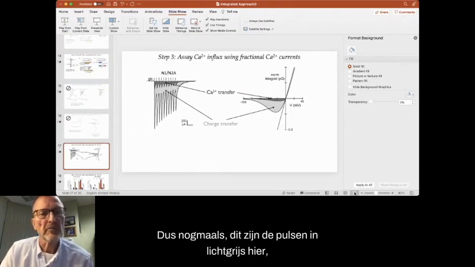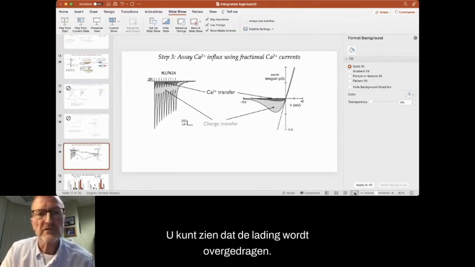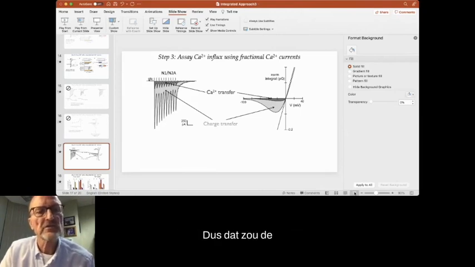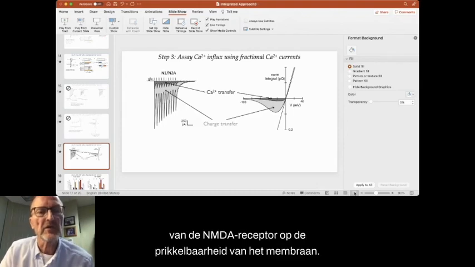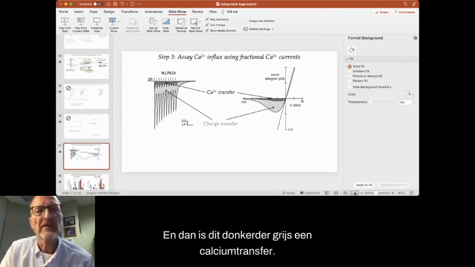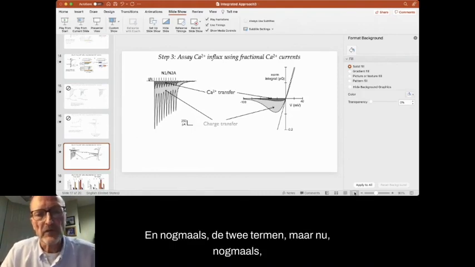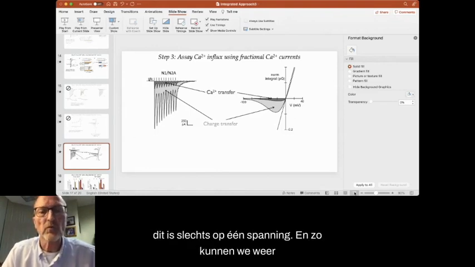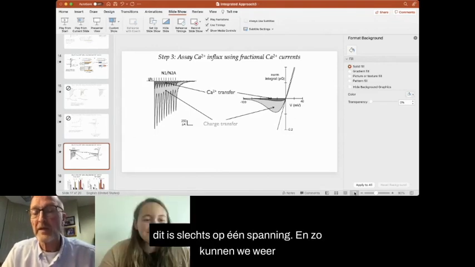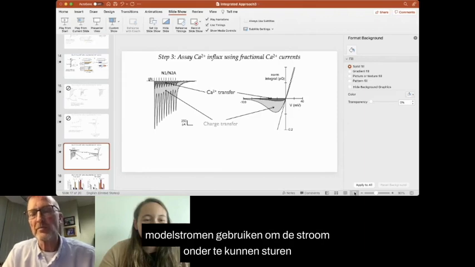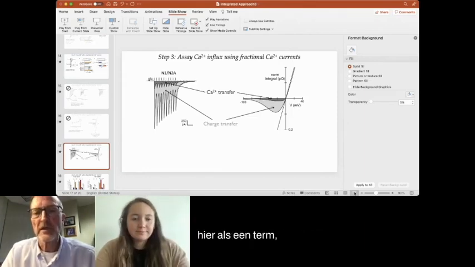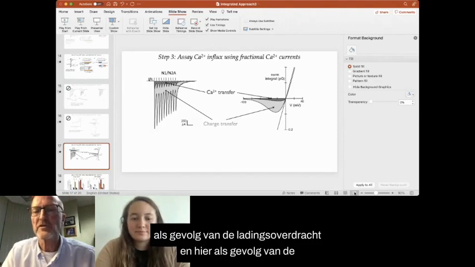So again, these are the pulses in light gray. Here you can see that's the charge transfer, so that would be the impact of the NMDA receptor on membrane excitability. And then this darker gray is a calcium transfer. Again, those two terms, but this is only at one voltage. So using model currents, we're able to derive the current under here as a term reflecting the charge transfer and here reflecting the calcium transfer.